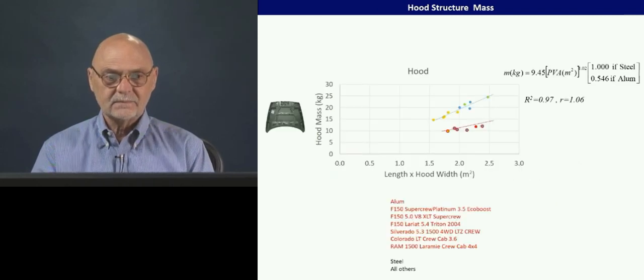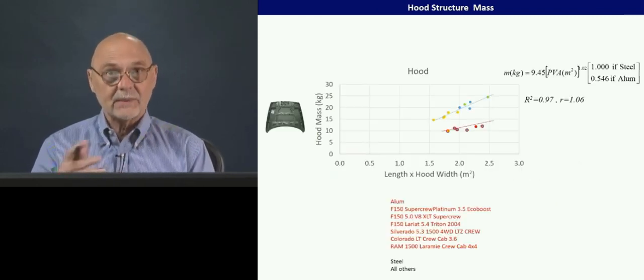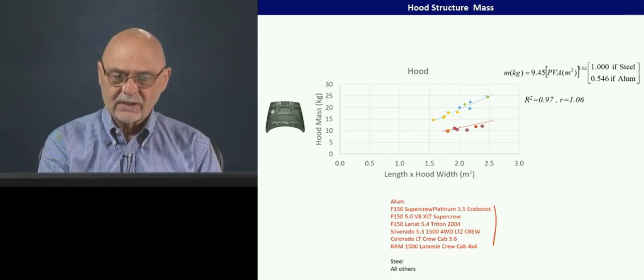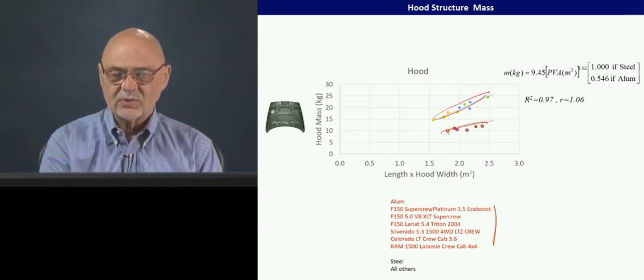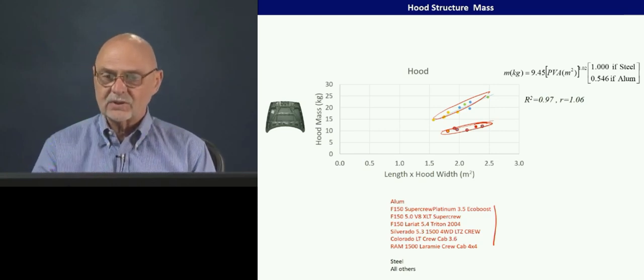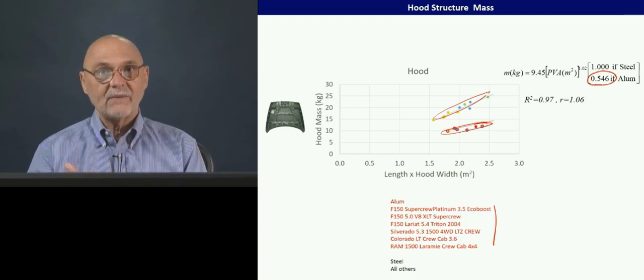Here's information on the hood, same class of vehicles. We're still looking at the pickup trucks here, but it's very clear. You can really see the very extreme differentiation between the all aluminum hoods and the all steel hoods. And here that ratio is about 0.55.